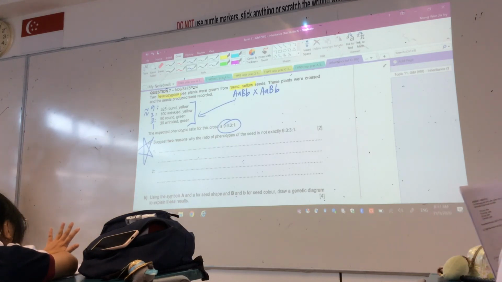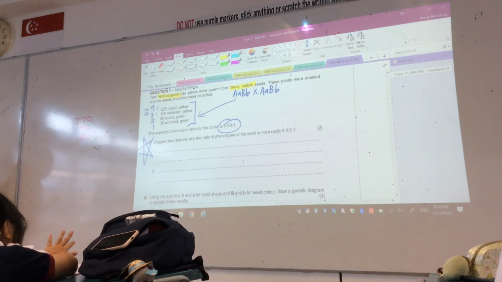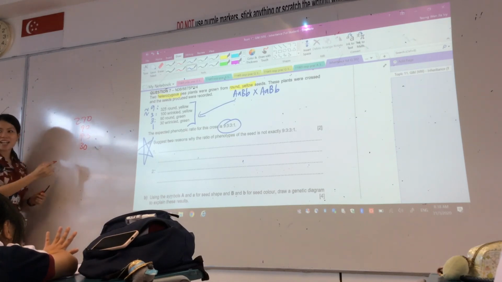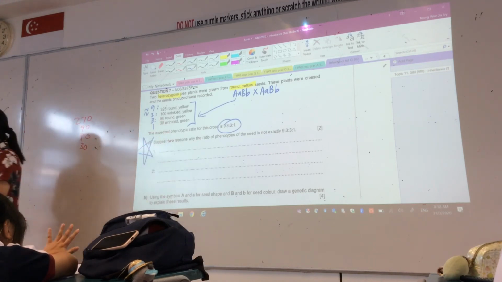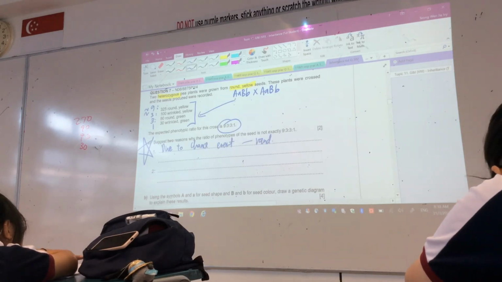If you want it to be exactly, it will mean that it has to be 270, 90, 30, 90, 90, 30. Okay, this is what I mean by exact 9331, right? But this is an approximate 9331. So the question is, how come it's approximately and not exactly? Why? What is the first answer? Random fertilization, yes. Okay, so you can say due to chance event. Okay, random fertilization.